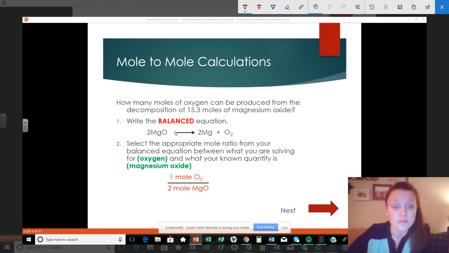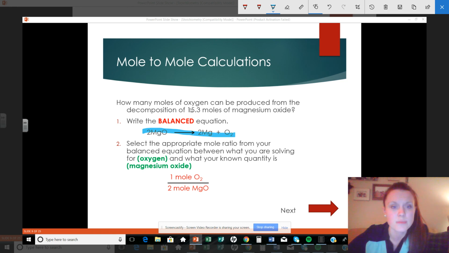Remember what I've been saying about formula writing? Formula writing is not going away. You're going to write the formulas of your reactants, write the formulas of your products, and then balance. Here's our balanced chemical equation for the reaction described above. That's the first step. Write a balanced equation. The second step is to decide what molar ratio you need to use in order to calculate the value that the question is asking you to calculate.